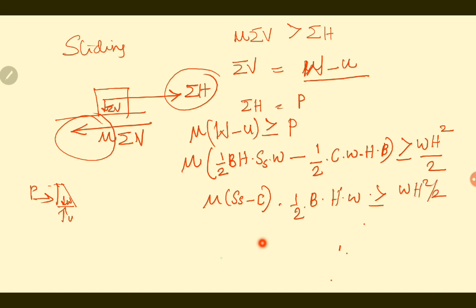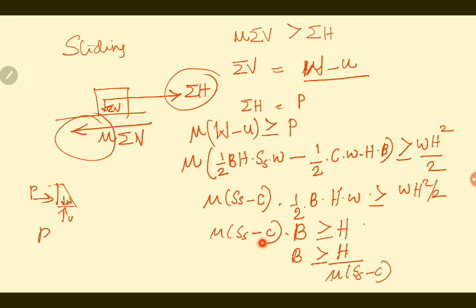Otherwise, we can write it again as mu into SS minus C into B. That must be greater than or equal to H. All the terms will get cancelled. Now, you can say that the B value has to be greater than or equal to H by mu into SS minus C. So, what will be the limiting condition? B equal to H by mu of SS, the specific gravity, minus the C value. That is the limiting condition.